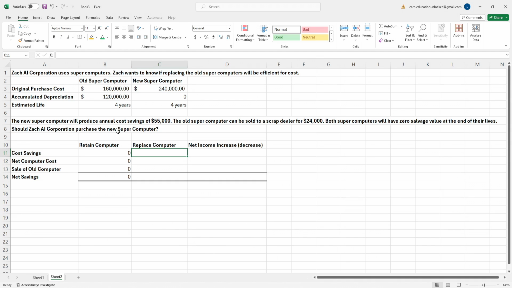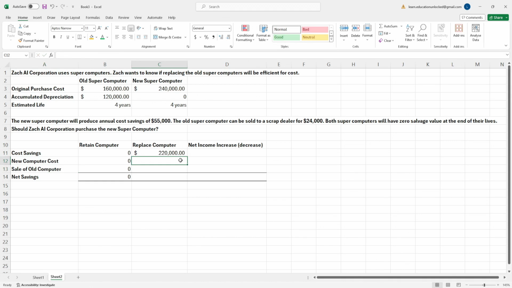So it would actually be 220. Here, the new supercomputer will produce annual cost savings of 55,000. So what we do is 55,000, but since it says annual cost savings, make sure you really pay attention to the wording. We're going to want to do 4 years, since that's what it says right here. The amount of years we'll be keeping the computer for is 4 years. So, sorry, this should say new computer cost.